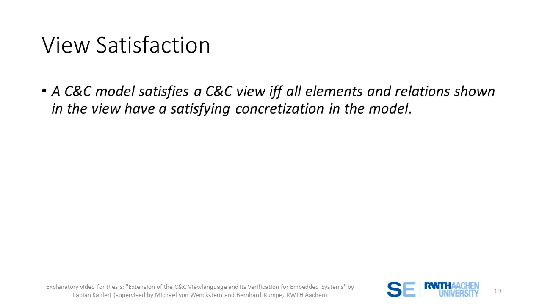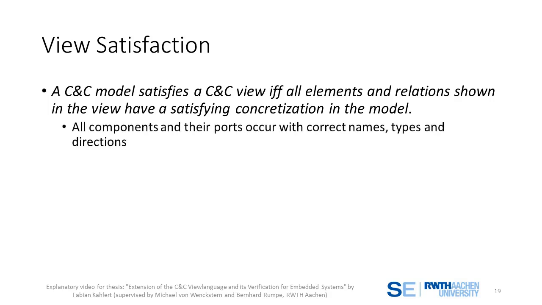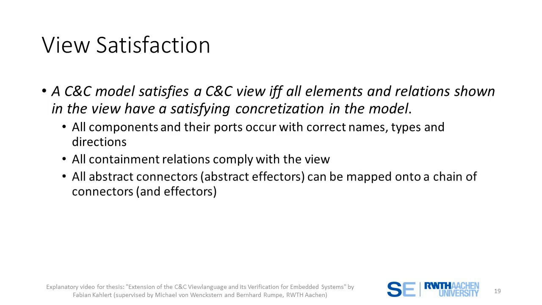Based on this, we can define the satisfaction relation between models and views as: a CNC model satisfies a CNC view if and only if all elements and relations shown in the view have a satisfying concretization in the model. That means in more detail that all components and their respective ports occur with the correct names, types and directions, all containment relations comply with the view, and all abstract connectors can be mapped onto a chain of connectors. This also holds for abstract effectors, but the chain may additionally include effectors.